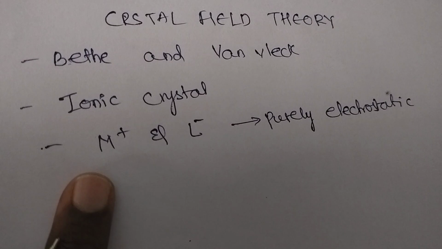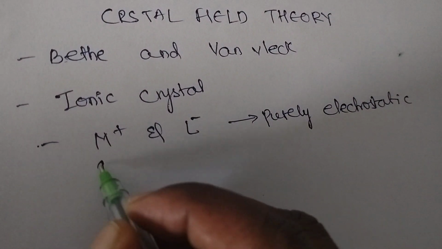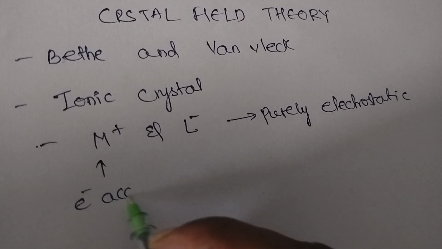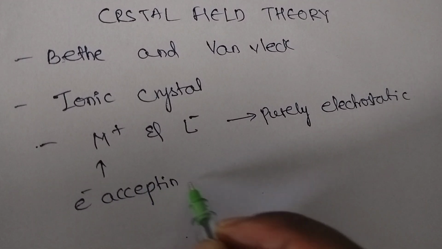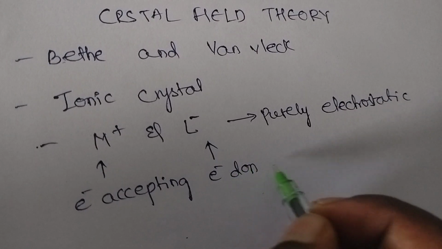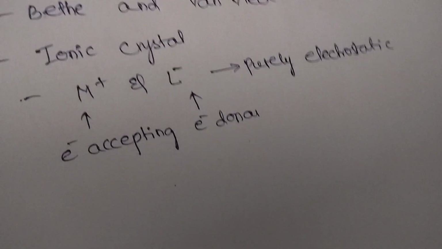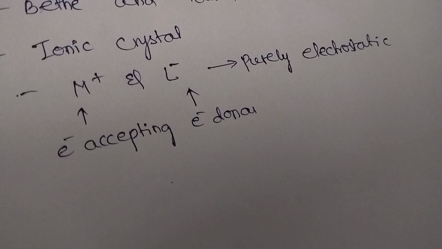According to CFT, the electron accepting group is known as the metal ion, and the electron donor group is known as the ligand. It says that the interaction between the metal ion and ligand is purely electrostatic, that is, 100% ionic.